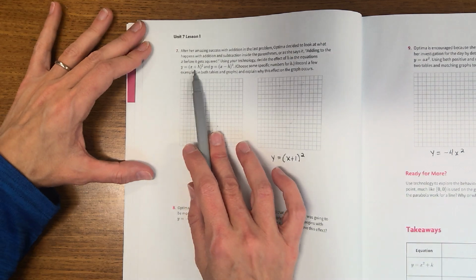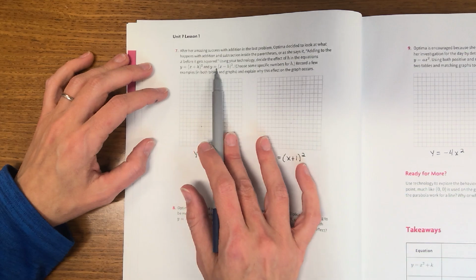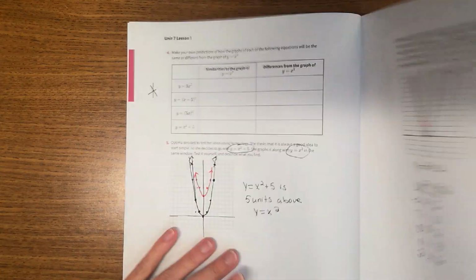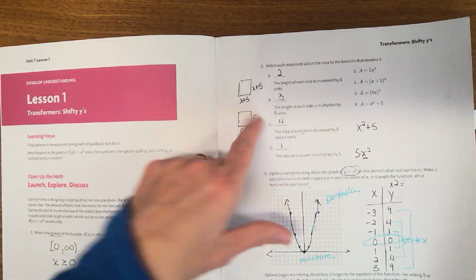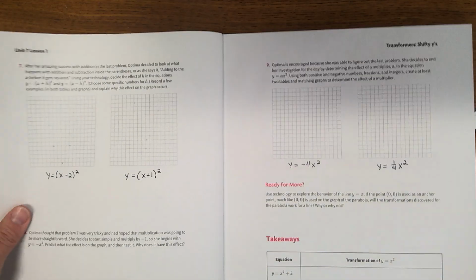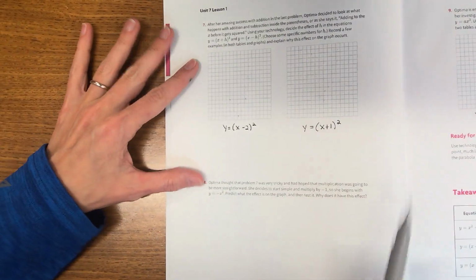So if we have y equals (x plus h) squared, and y equals (x minus h) squared. If we think back to when we saw this, it was when the length of the side was increased by 5 before we squared it. So that's the kind of equation we're looking at. We're going to use these 2 equations and see what we notice.